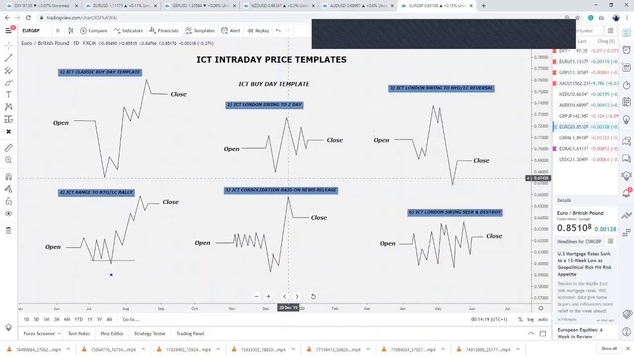So this kind of setup, you expect that to play around news releases, especially FOMC/NFP news release, which is some of the most powerful news release in the Forex market.